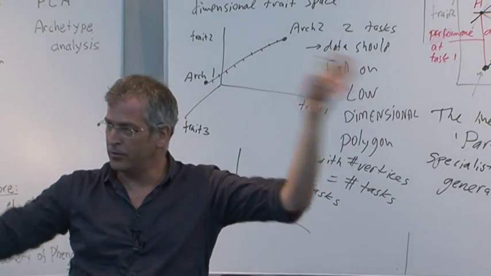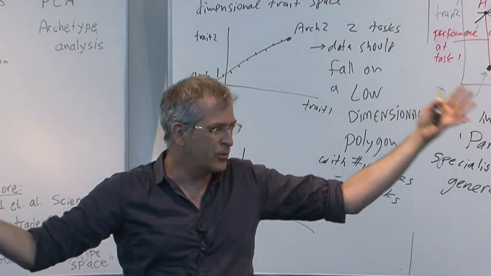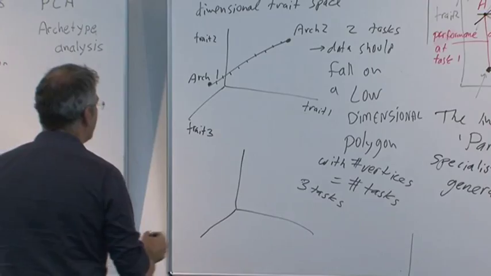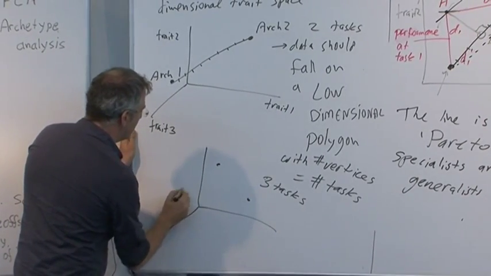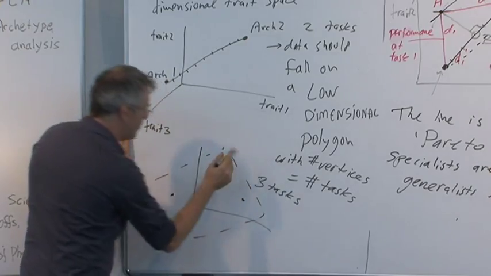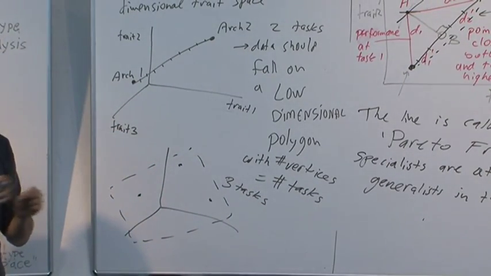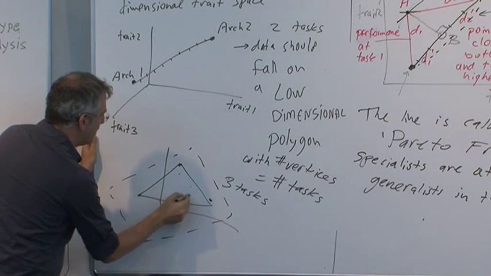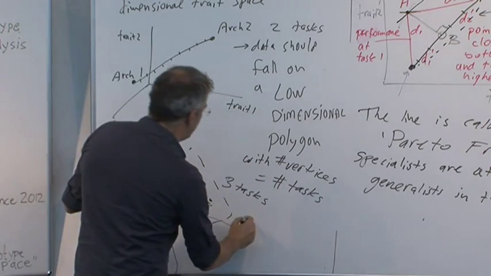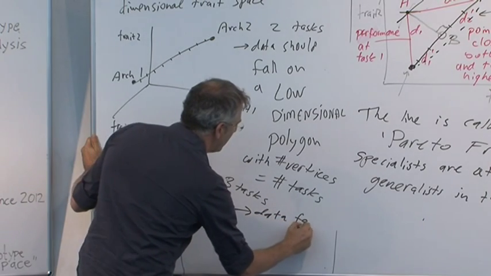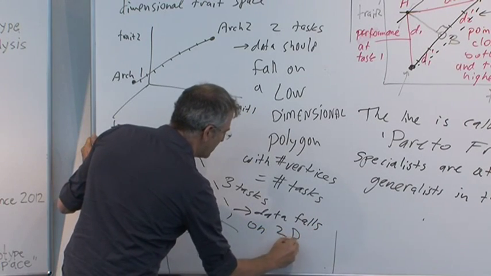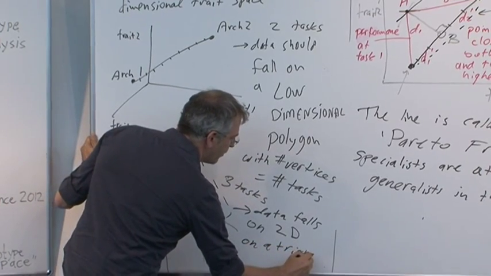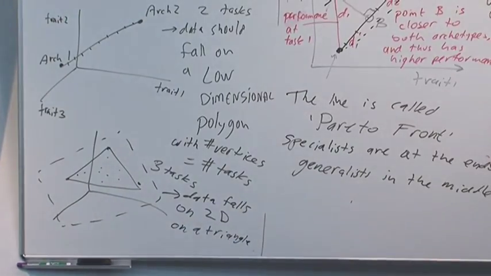So the data should fall on 2 dimensions, which is, again, if you're measuring 100 traits, to have them fall on 2 dimensions is a remarkable coincidence, right? It's a big simplification. So if I plot these 3 archetypes here, these three archetypes define a plane, because any 3 points define a plane, unless they're on a line, which is highly unlikely, right? And on that plane, they define this triangle. So the data should collapse on a triangle. 3 tasks. Data falls on 2 dimensions. And if you project on those 2 dimensions, on a triangle. What happens if I have 4 tasks?